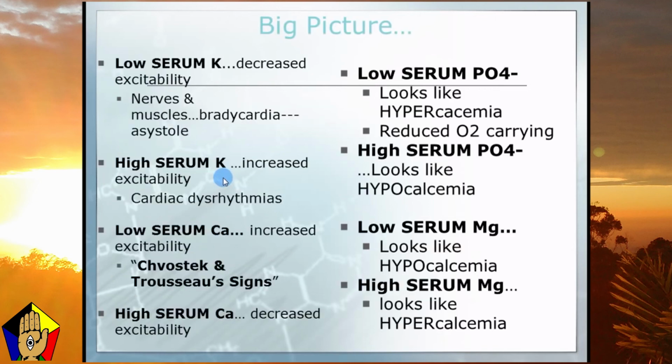So here's the big picture, kind of keywords to help you remind what happens in low potassium or high potassium levels. Key symptoms in low calcium or high calcium. And then I had those two disorders you looked up. And then phosphates and magnesium. So they're all there for you.